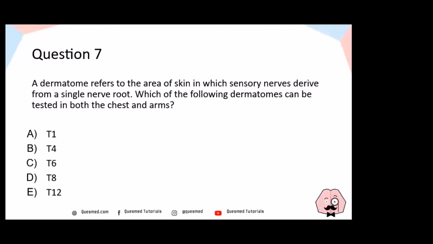So we've got another bit of a split vote here. So the question is basically which of the dermatomes covers both parts of the chest and the arms. So 35% have said T1, 35% have said T4, and then we've got a smattering that say T6, T8 and T12. And the answer here is T1.